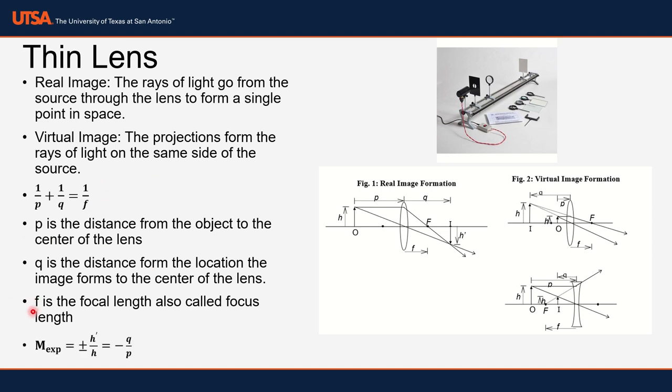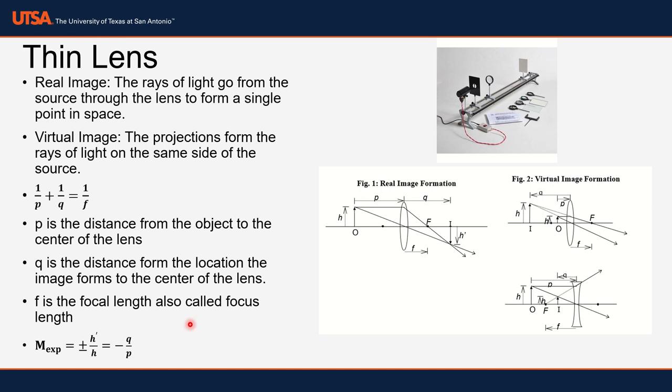Another interesting thing to know when we have an optical system is the magnification, right? Is it getting larger or is it getting smaller? And this depends on basically the object's height, right? So it's going to be your image height, h prime, divided by the height of your original object. That will give you the magnification. It's also equal to negative q divided by p, where again q is the distance from the image formed to the center, and p is the distance from the object to the center of the lens.